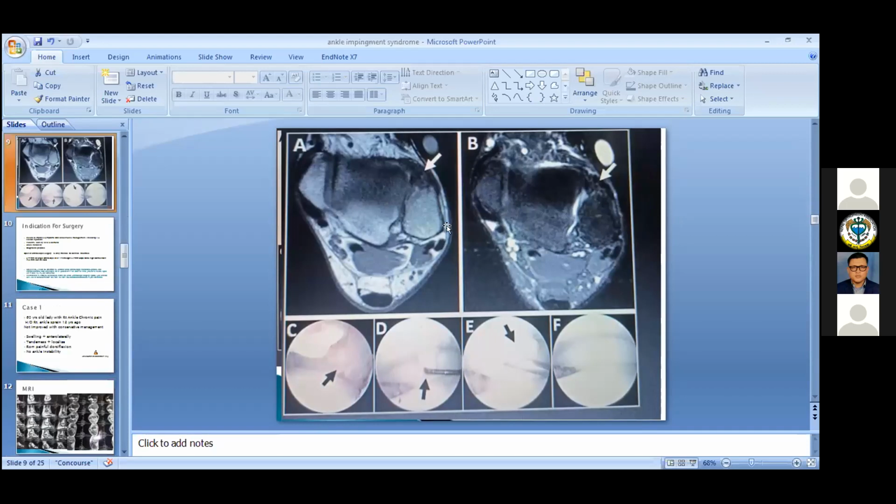This is the MRI, and this is an arthroscopic finding from another study, which I took just to show you that even a small amount of tissue can cause huge impingement and pain and discomfort in the ankle joint. So we should not neglect proper findings on MRI, or when we go into the joint and see a small scar tissue, it can also be debrided, and that will relieve a lot of pain, and the patient will feel comfortable after surgery.